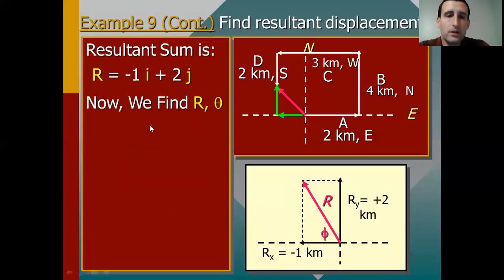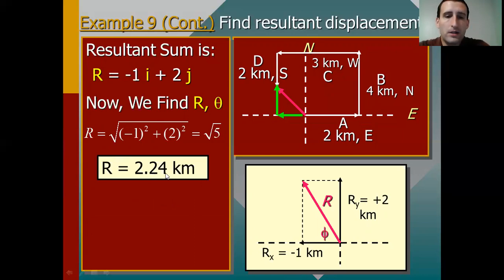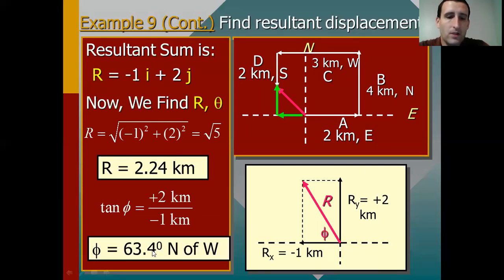Again, we do a squared plus b squared and take the square root to get the length of c, or r in this case. So it's the square root of 5. So 1 squared is 1, 2 squared is 4. That's 2.24 kilometers. And then to get the angle, we do the inverse tangent, which comes out to be 63.4 degrees north of west, right? We're starting in the west direction and we're going toward the north. So the phi, it's shown down here, phi is right there, measured north of west, 63.4 degrees.